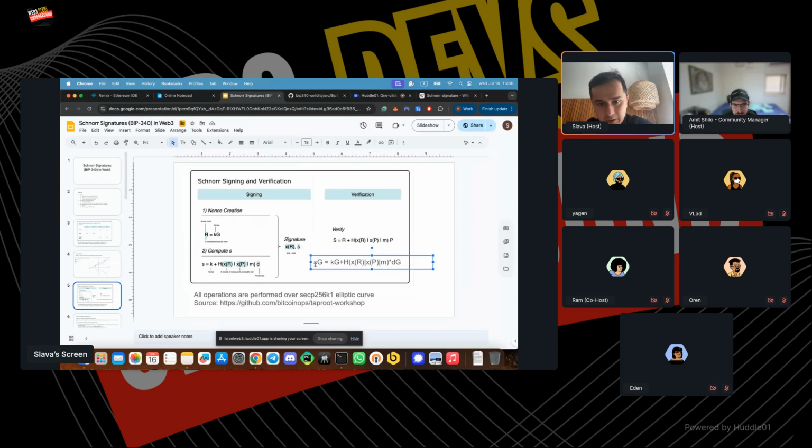Slava, can you say a few words about this process? Like, why is G used to create a public key using s?